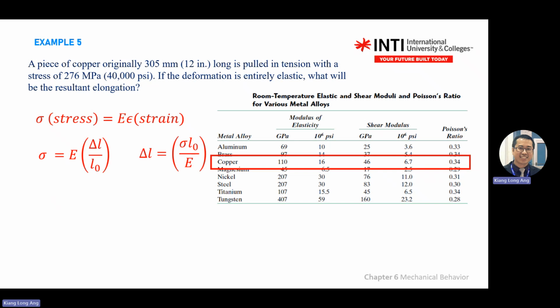Get the concept? You don't need to memorize all these values, but you understand the steps of how we're going to solve this question.